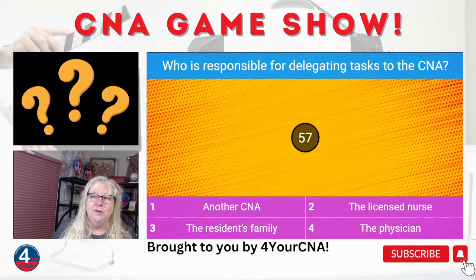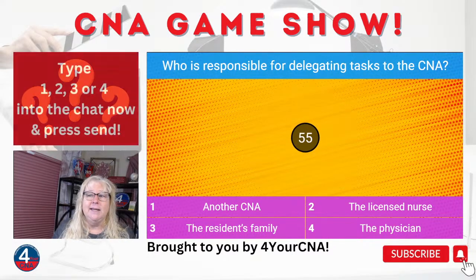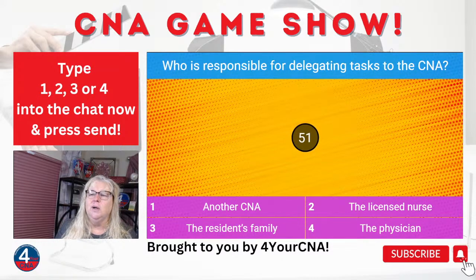Who is responsible for delegating tasks to the CNA? 1, another CNA. 2, a licensed nurse. 3, the resident's family. Or 4, the physician, the doctor.